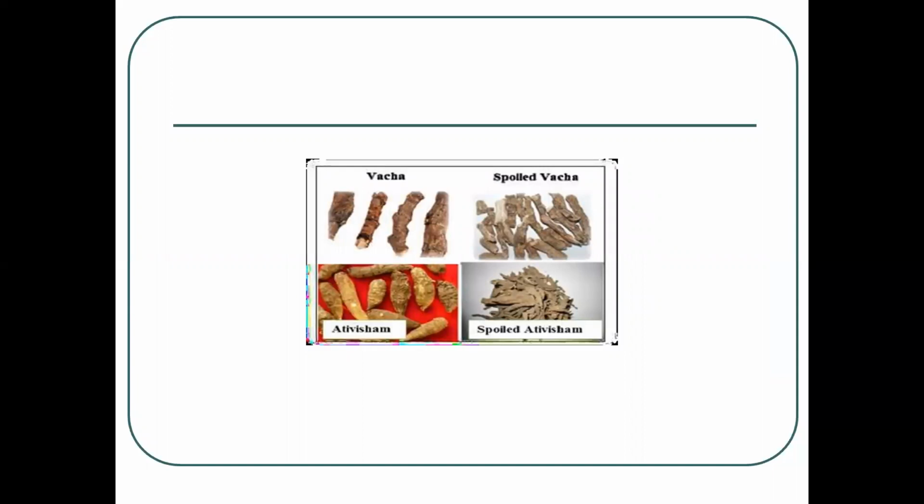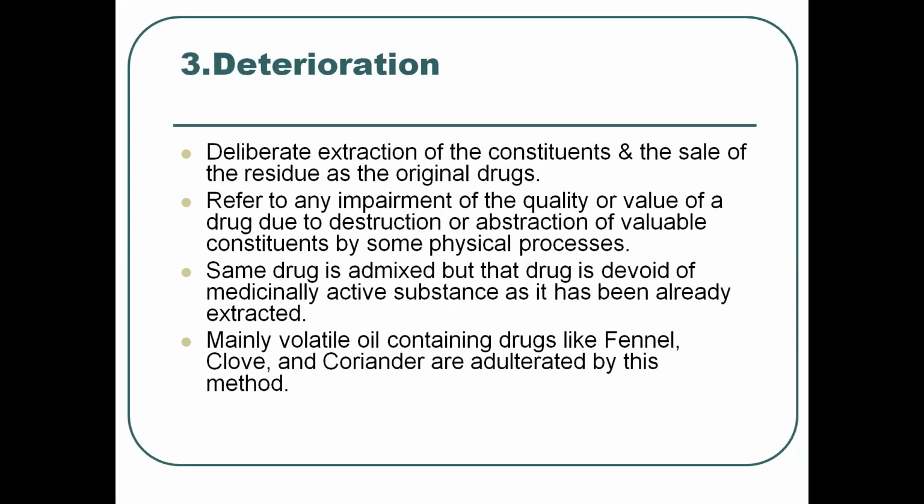These are the drug Vacha before the spoilage attack and after the spoilage microorganism attack. This is Ativisha, then spoiled. So Vacha, what is Vacha? It is a potent nootropic herb, an Ayurvedic medicine which is useful in improving memory and coordination. And the second one is Ativisha. This is also an Ayurvedic drug which is basically used in infants. It is a pediatric medicine.